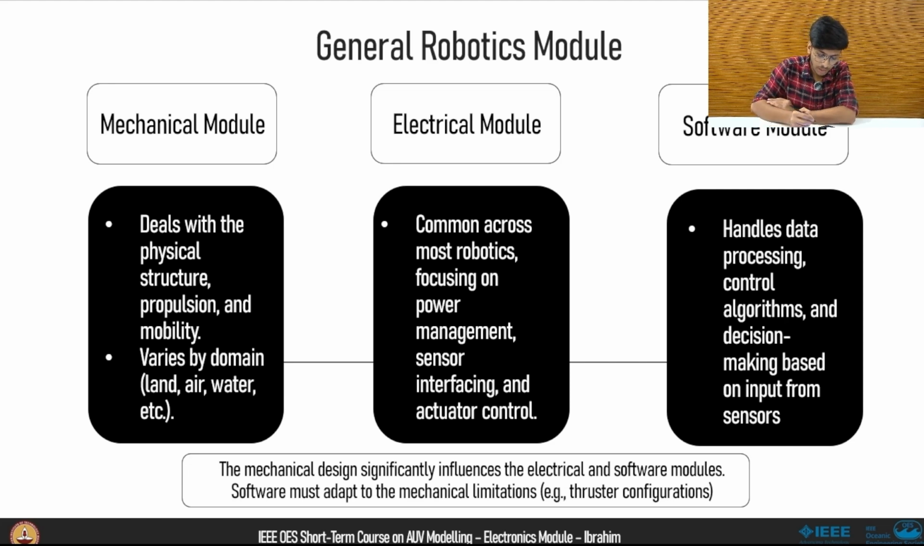One key note we have to keep here is that the mechanical module has a significant effect on designing the electrical as well as the software module. For example, the software must adapt to the mechanical limitations. For example, with the thruster configuration, if you want to move in more degrees of freedom but the thrusters don't have that, there's a limitation there. So you have to take that into account in your software module.